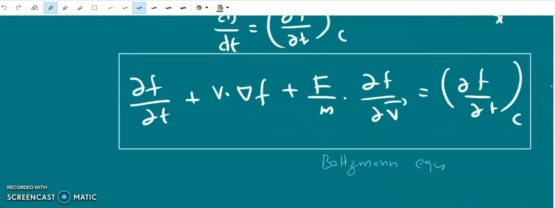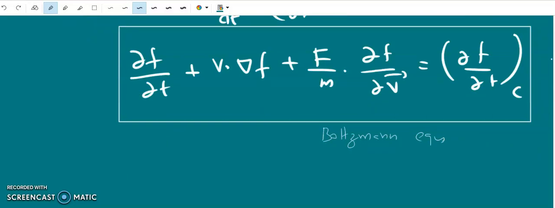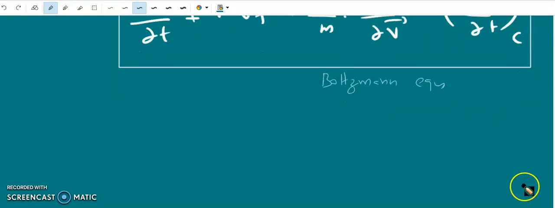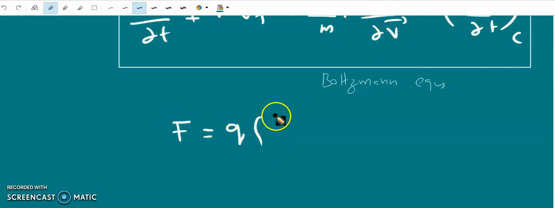But in a sufficiently hot plasma, the collisions can be neglected. ∂f/∂t due to collisions is 0, and also the force F is completely electromagnetic. Generally, force is electromagnetic plus collisional force, but in a sufficiently hot plasma, the force is completely electromagnetic. That is, F is equal to q(E plus v cross B).